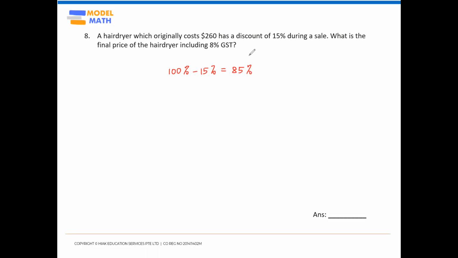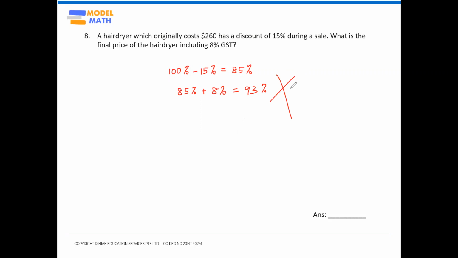And if you read on, you say, but now there is a GST that's being charged upon this price. So this 8% GST, I'm paying an additional 8%. Not wrong. And then you proceed to do 85% plus 8%. And you say, okay, I am paying 93% of $260. Now, this is incorrect. Why?